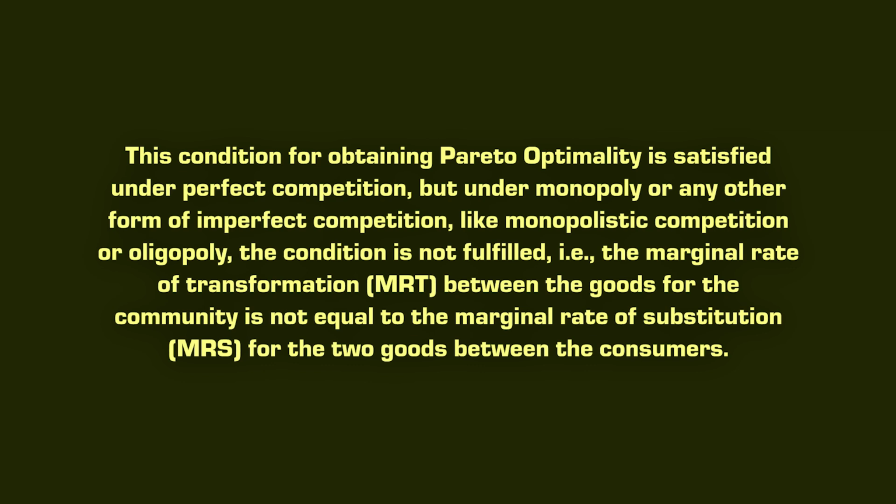This condition for obtaining Pareto optimality is satisfied under perfect competition, but under monopoly or any other form of imperfect competition like monopolistic competition or oligopoly, the condition is not fulfilled. That means the marginal rate of transformation between the goods for the community is not equal to the marginal rate of substitution for the two goods between the consumers. Now, as a result, the condition of the monopoly market does not allow for the optimum allocation of resources, which further becomes a deterrent in the way of attaining maximum social welfare.